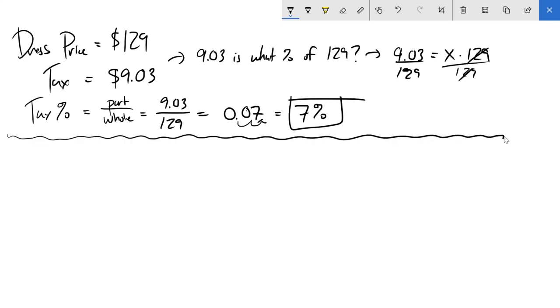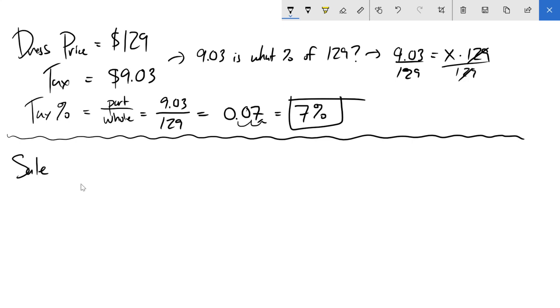Question about that? So if I give you the percentage and the price, you turn the percentage into a decimal and use it that way. If I give you the price and the tax, then you just do the division and then you correct and bring it out of decimal form back into percentages. All right, the next one is actually pretty similar.